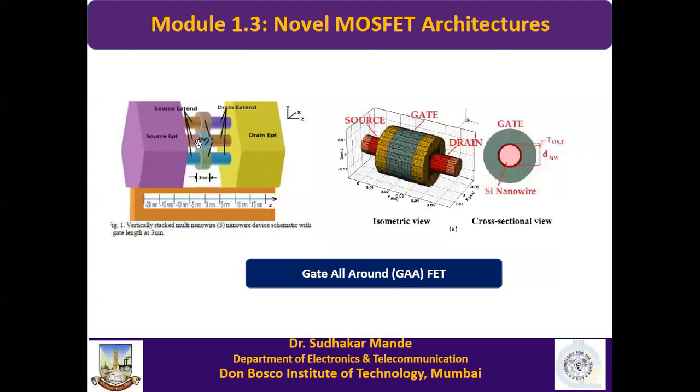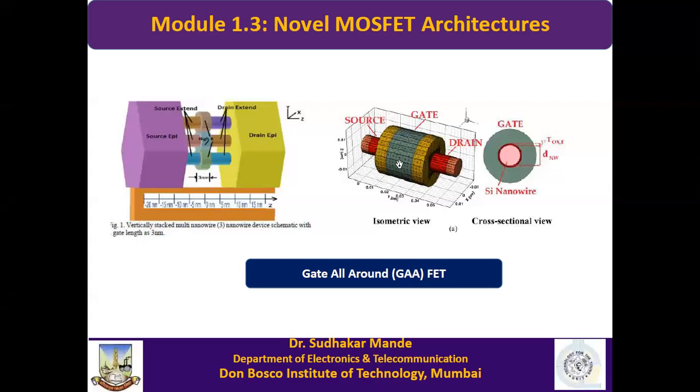Now this is another structure. Like a fin, there can be multiple fins. There can be such a nanowire. Sometimes it is called a nanowire. It's very, very thin, its diameter is just 1 or 2 nanometers. And the gate is all around or wrapped around that nanowire. That gives us a novel MOSFET architecture. We call that a GAA FET. On the right hand side, you can see here, this is your drain, this is your source, and this is the gate.